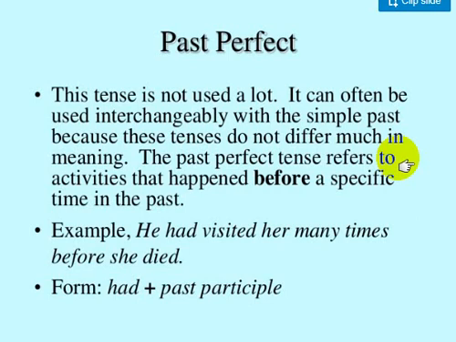The past perfect tense refers to activities that happen before a specific time in the past or before another action that is completed in the past. When I say I went to the club, then I played tennis there, I say the first action in the past perfect. So I say I had gone to the club before I played tennis. Okay, for example, he had visited her many times before she died. The form of the past perfect is had and past participle.